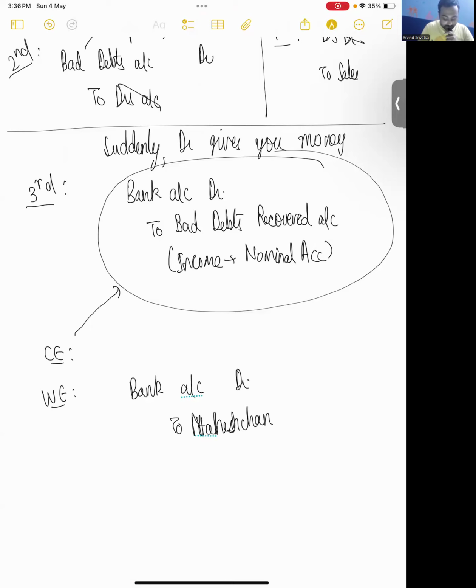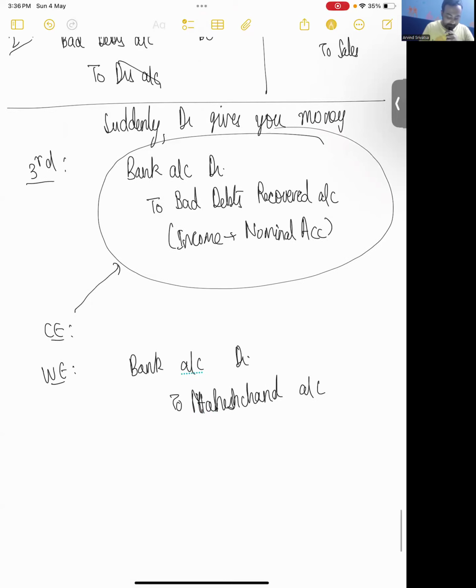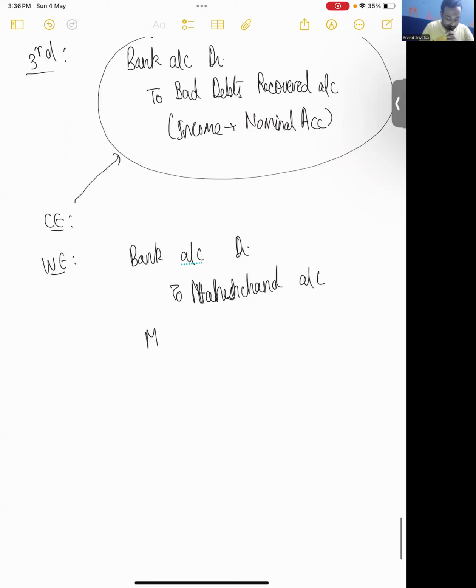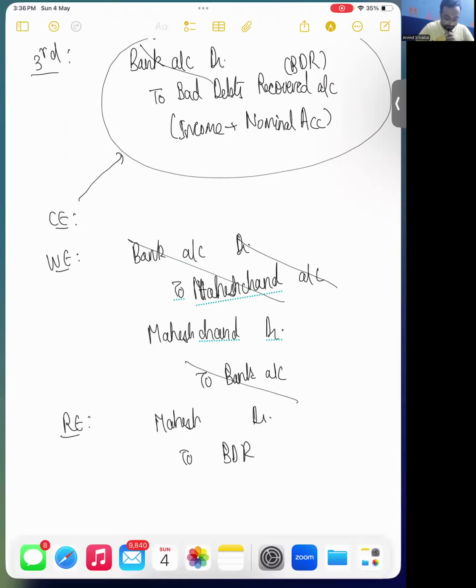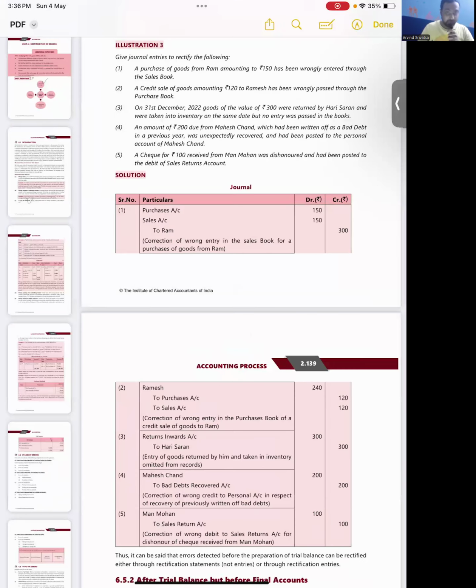They didn't even consider the right fact. This is the entry they passed. Reverse this: Mahesh Chand debit to bank. Because you reversed it, bank will get cancelled. What is the rectification entry? Mahesh Chand account debit to bad debts recovered, BDR. I'm writing short form. Okay, so we'll see the entry now. Yes, perfect. 200. I didn't write the amount, but perfectly fine.